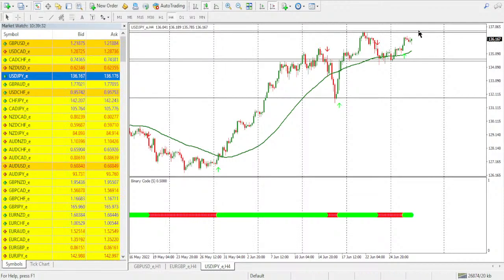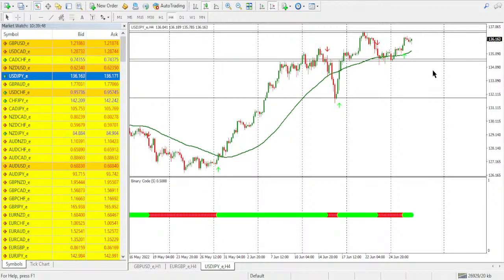As it is right now, we expect the buyers to push price upwards up to this line here, which is 136.751 or 136.631. If the price can successfully break and close above this point, then that will be a sign that we are continuing to the upper side.